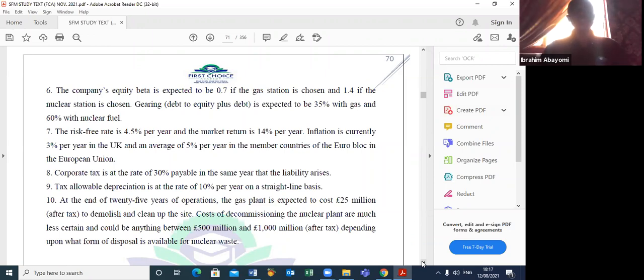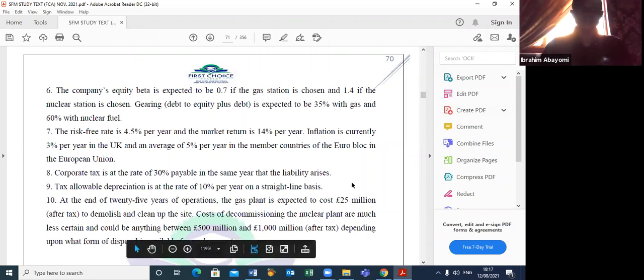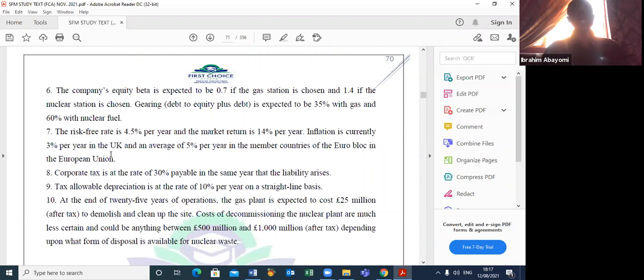Inflation is currently 3% per year in the UK, and an average of 5% per year in the member countries of Eurobloc in the European Union. So what we are saying here is that this project will be undertaken in which country? In the UK. So it's going to be affected by the inflation rate in the UK. It will not be affected by the inflation rate of the euro because the project is not in Europe. The project is in the UK.